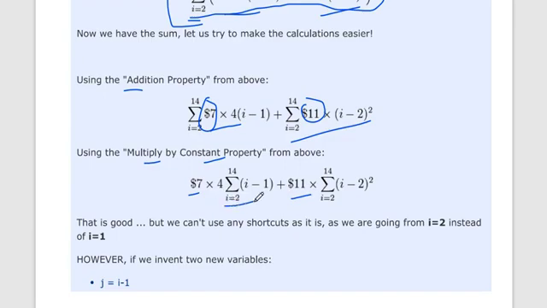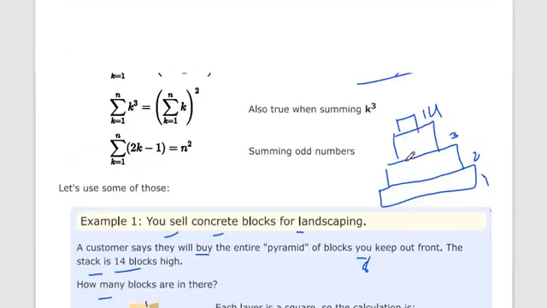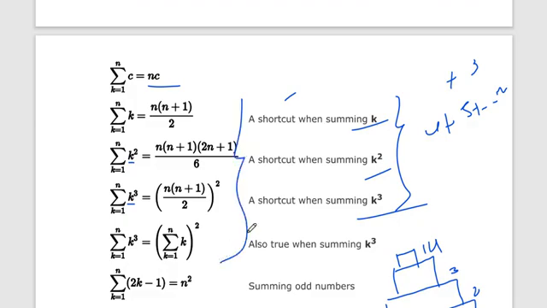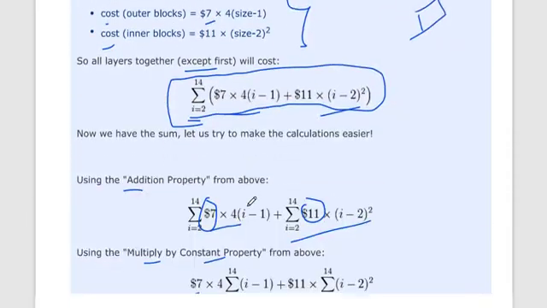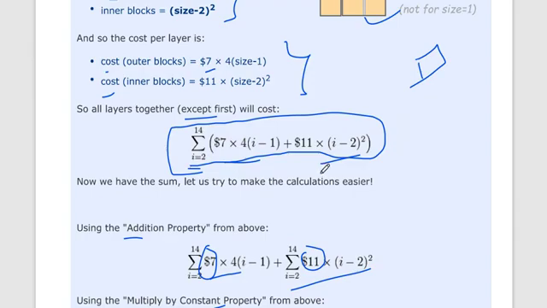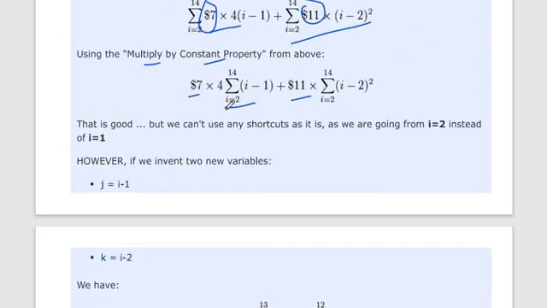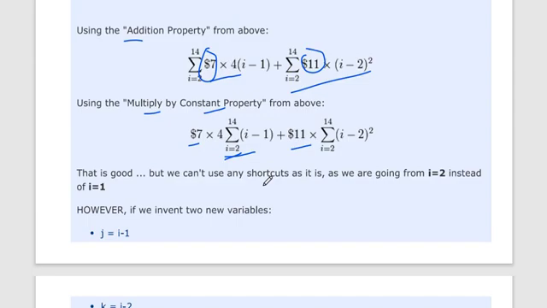here you can see that this sigma starts from i is equal to 2, so we cannot use the previous shortcut. Here you can see that it always starts from 1, and only then can we use this formula. But here it starts from i is equal to 2, so we cannot use our shortcut. So how do we calculate?